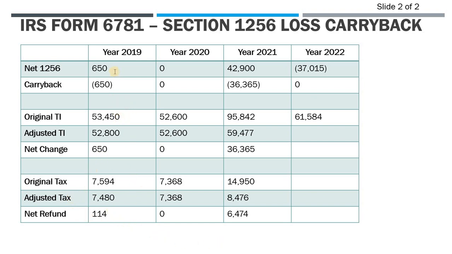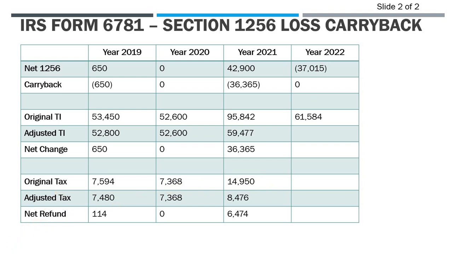So you can see here, by carrying back the losses to 2019 and 2021, he's getting a tax refund from 2019 for $114, and then he's going to get a refund for 2021 of $64.74. All right, and so again, we'll look at the forms themselves and see kind of how these numbers are arriving.